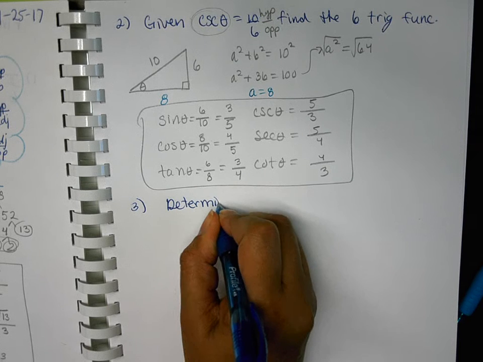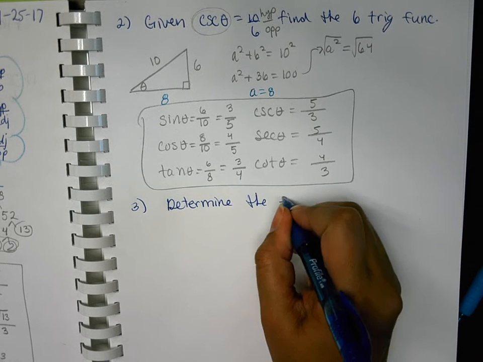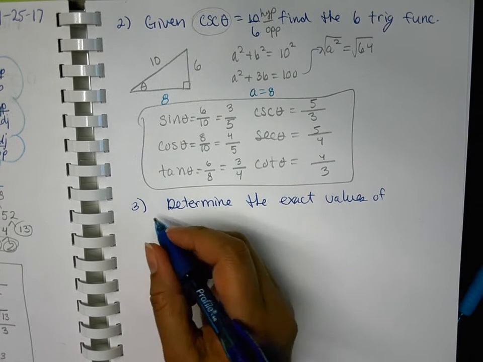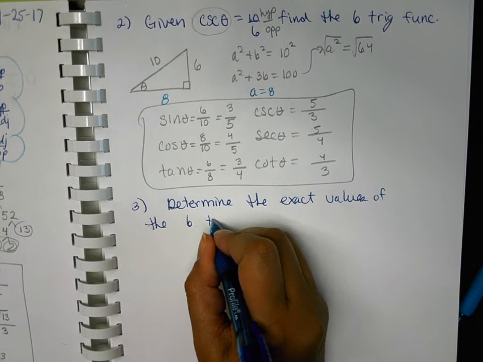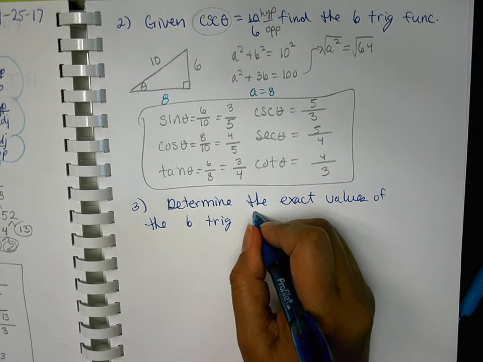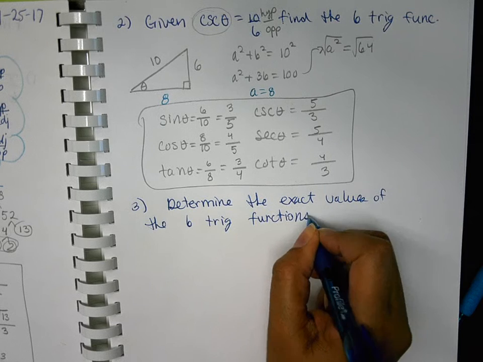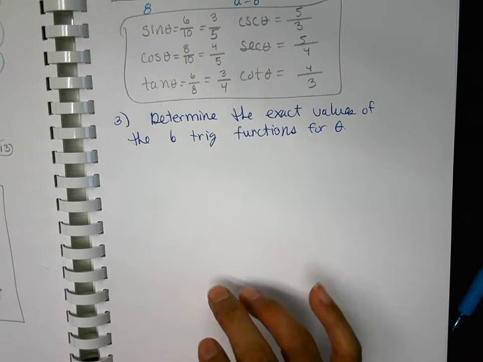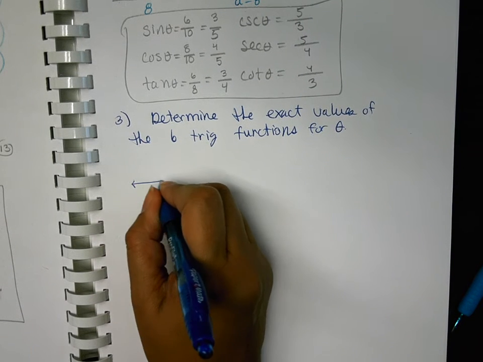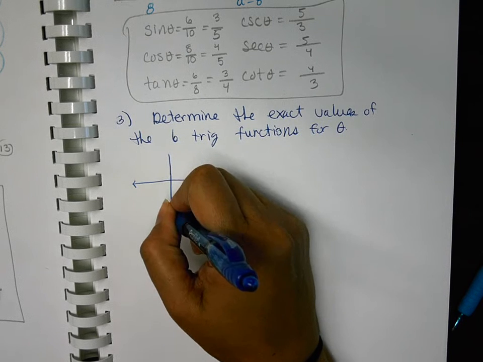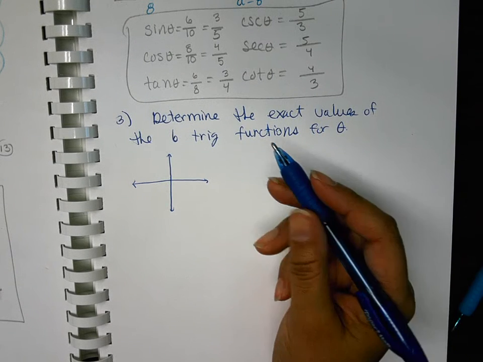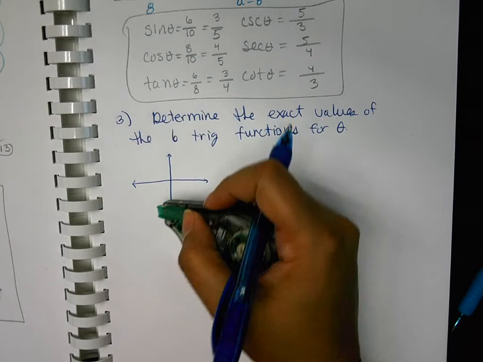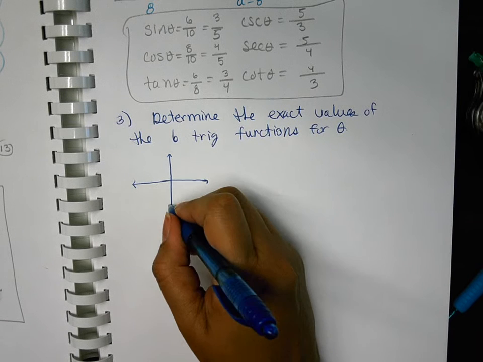All right, determine the exact values of the 6 trig functions for theta. I'm going to give you a drawing on this one. I'm going to plot a point at -8, -15.